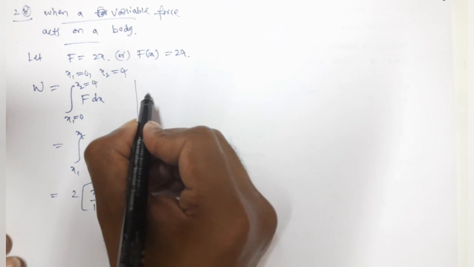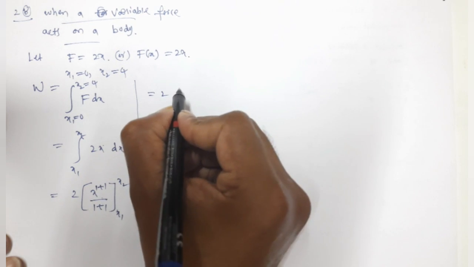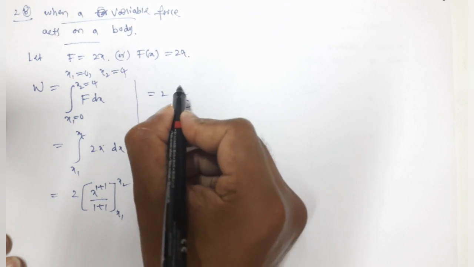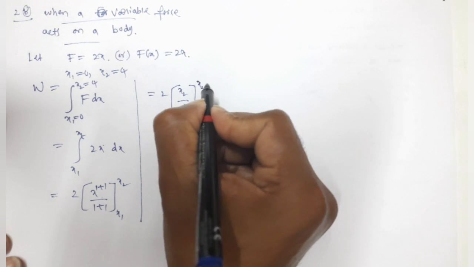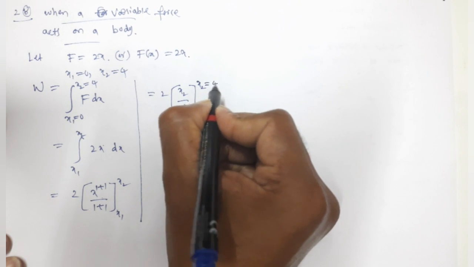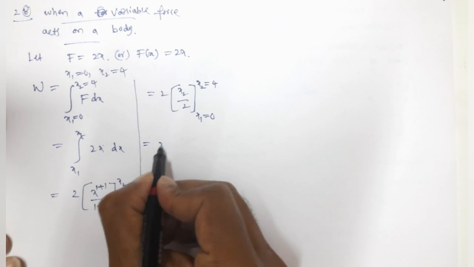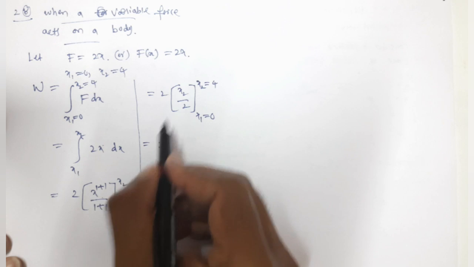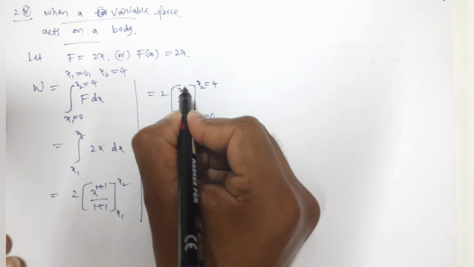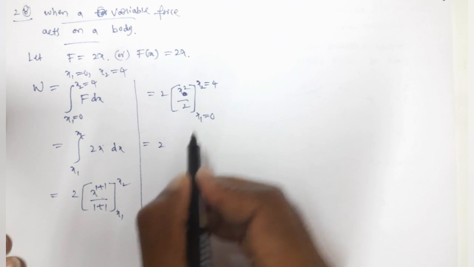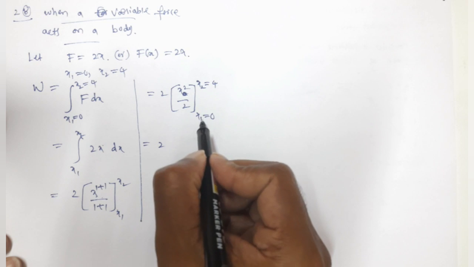So from here I am writing 2 into what do we get? x²/2, with limits x2 equal to 4 and x1 equal to 0. Now 2 into x power 1 plus 1 means x square, sorry, not x2 square, this is x square. We get x square by 2, with lower limit and upper limit.